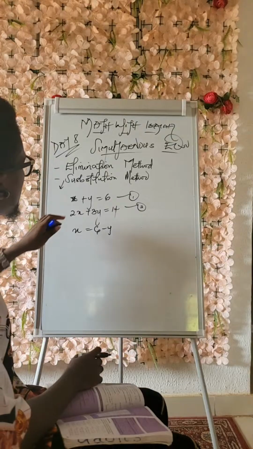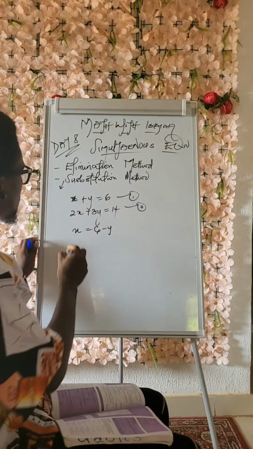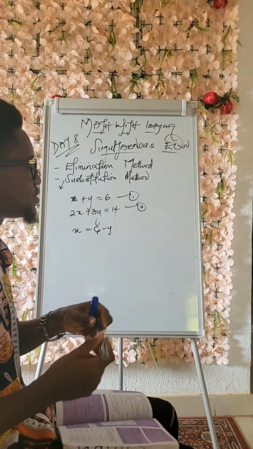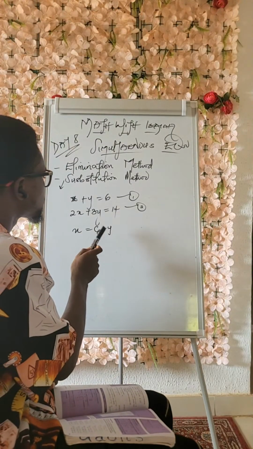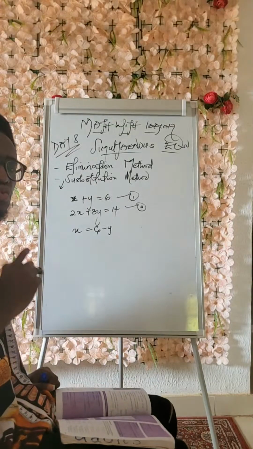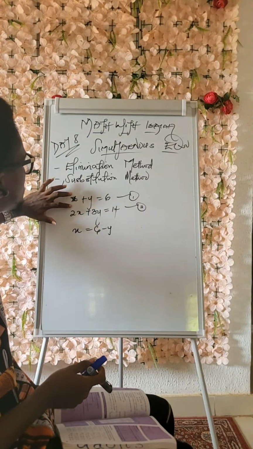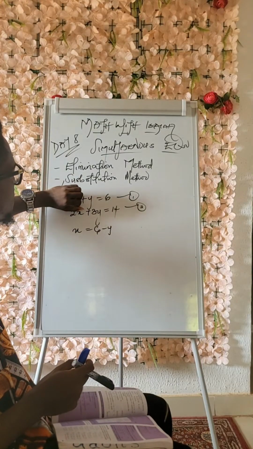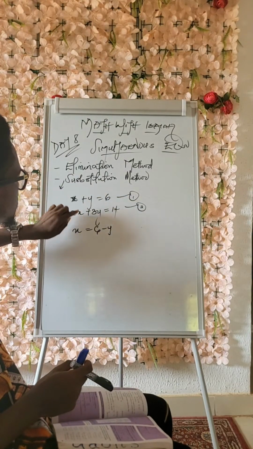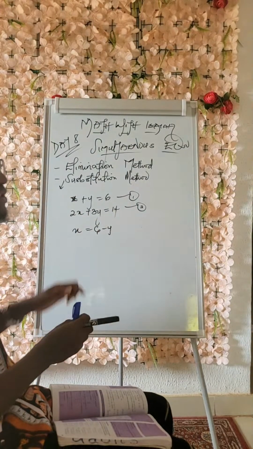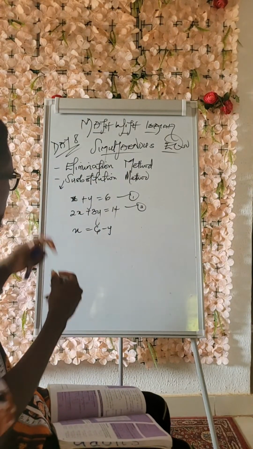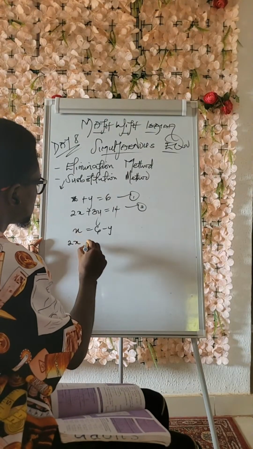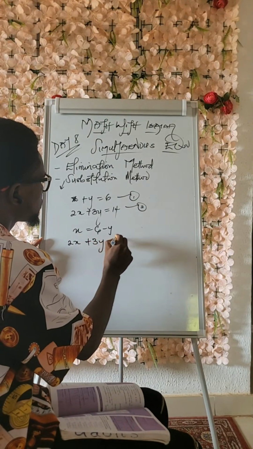Am I right? Now what is x? X is 6 minus y. So what do you do? You now substitute x for 6 minus y inside equation 2, not equation 1 anymore. In equation 1, you made x the subject of the formula so that you wanted x to stand alone, so that wherever you see x, you put whatever you get in place of it. That's substitution. So now, in equation 2, you have 2x plus 3y equals 14.